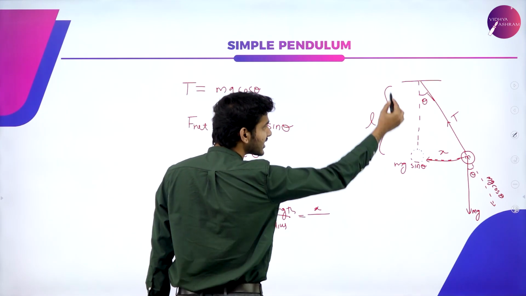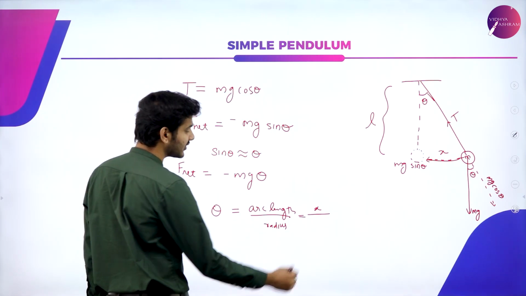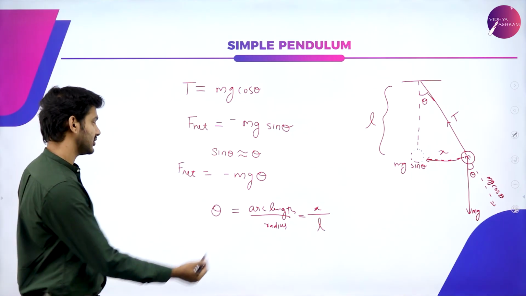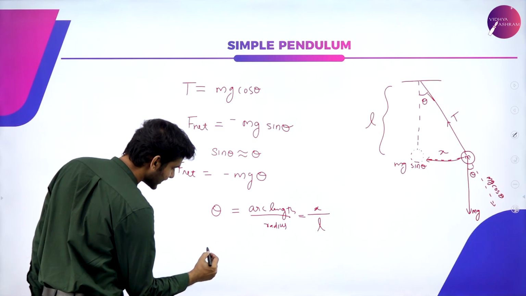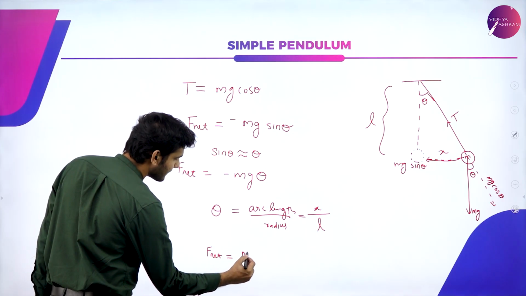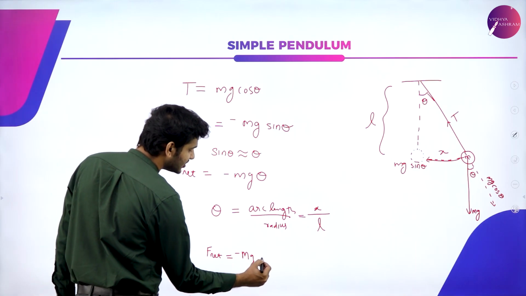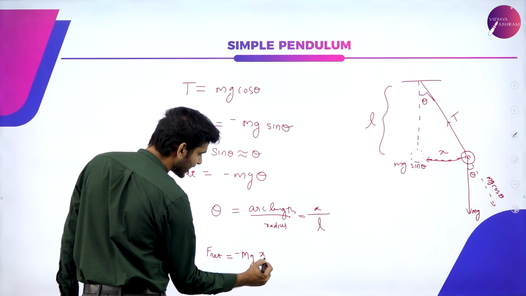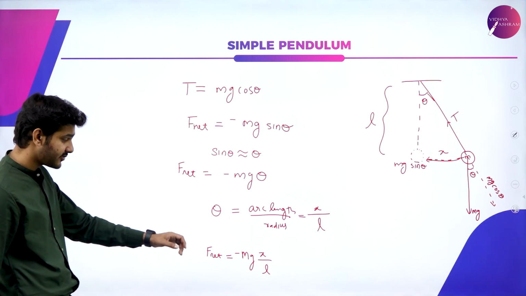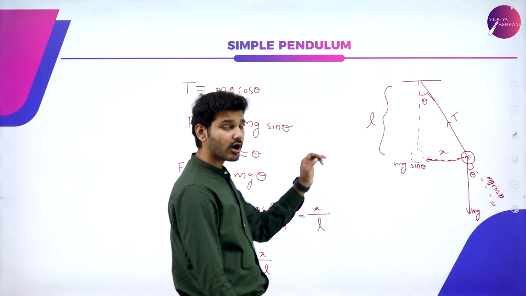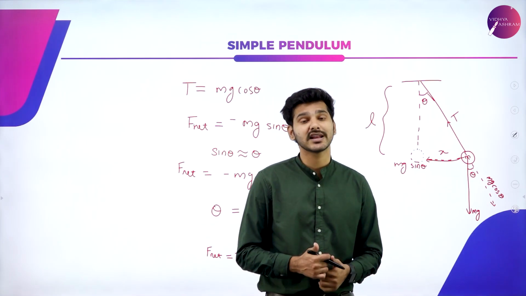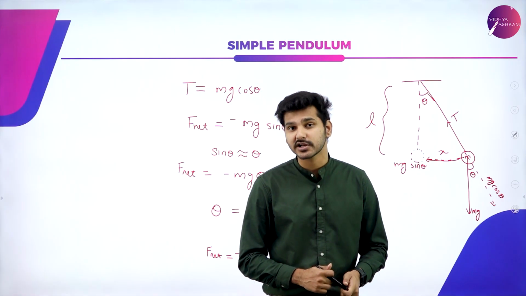Here in this particular case, it is the length of the simple pendulum, which is taken as L. So we can take it as x by L. Substituting here, I can simply write net force will be equal to minus mg, instead of theta we have x divided by L. So this is the equation for net force acting on this simple pendulum. But our objective is not to find the net force, but rather the time period of this simple pendulum.